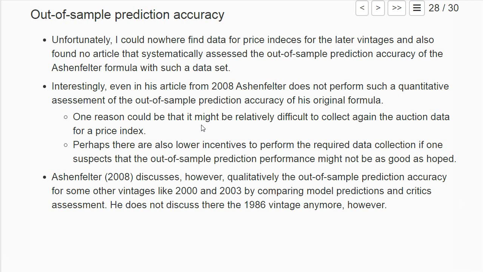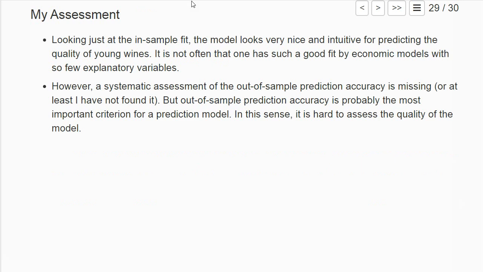So he discusses in this 2008 paper some other predictions, like for vintages of 2000, 2003. But interestingly, he also doesn't discuss this vintage of 1986 anymore. Even though this was basically the vintage he stated in this video, which would be a good test of his model. And given the previous results, it doesn't seem to have extremely low prices. So maybe then the model didn't perform so super well. So some comments from my side.